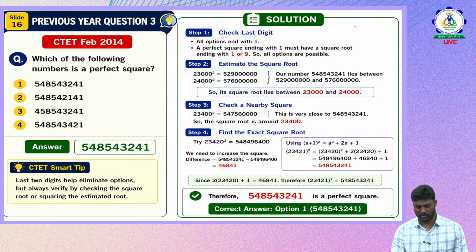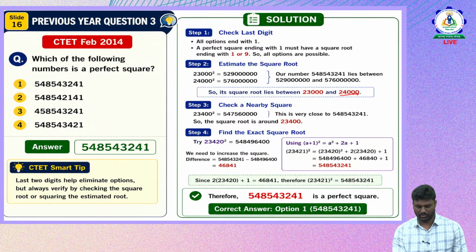24,000 squared will become 576,000,000. So our number lies between these two numbers. So its square root lies between either 23,000 squared or 24,000 squared. Now we can estimate like this and try to see which is nearer to the square.